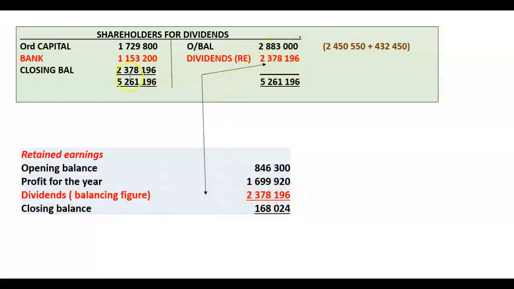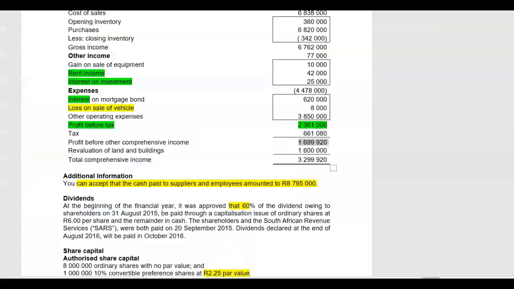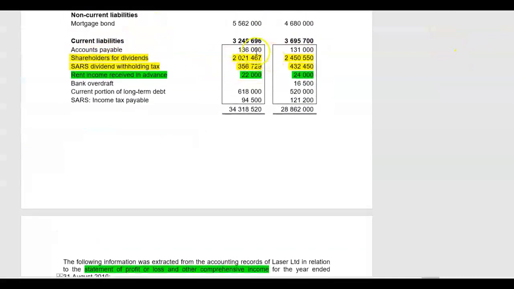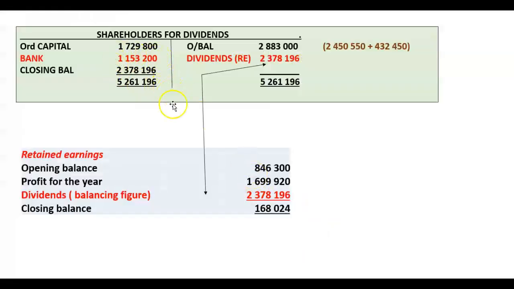2,378,196, which is equal in this question to the closing balance that you have, the closing balance being here, shareholders for dividends, where I've added those two figures together. That gives me that amount of 2,378,196. I could have given you a different closing balance, and then you would have had to do this calculation to arrive at that amount, and that would have meant that from this closing dividends, I could have paid something for the current year.